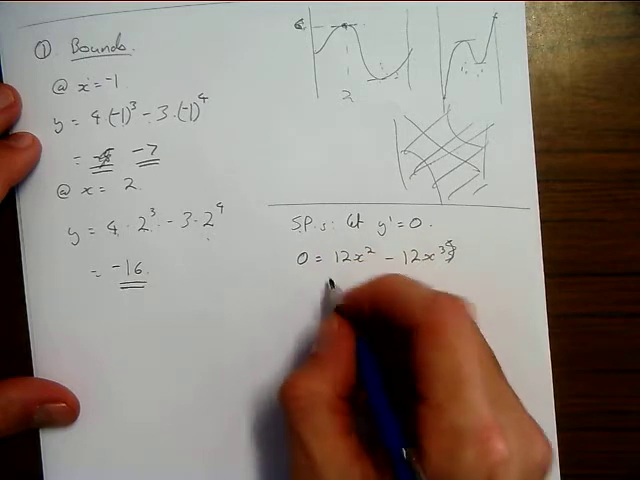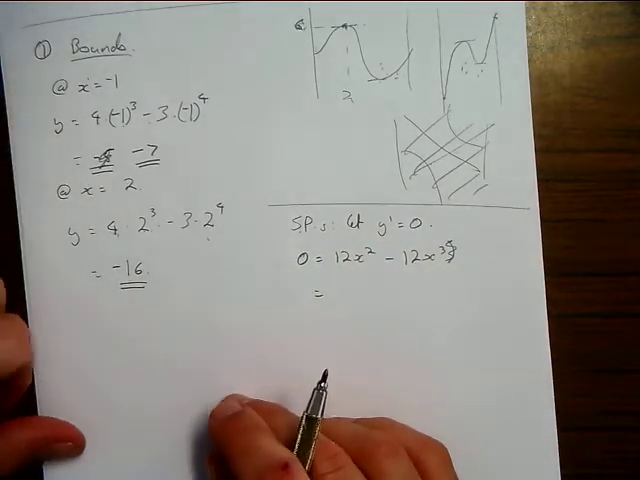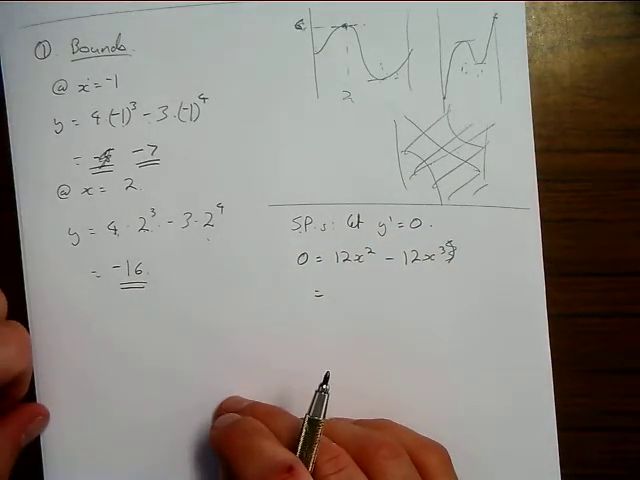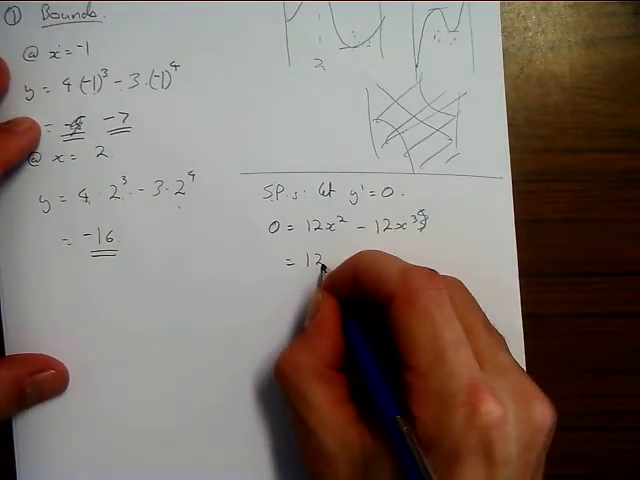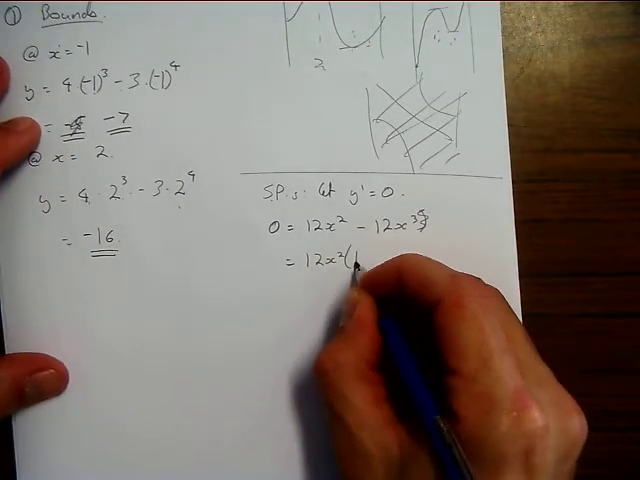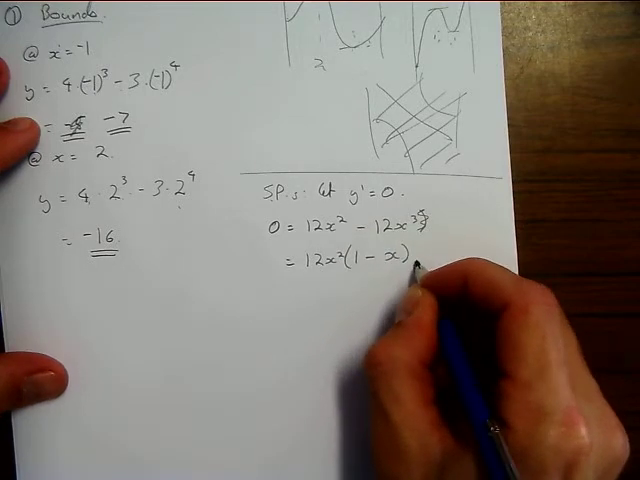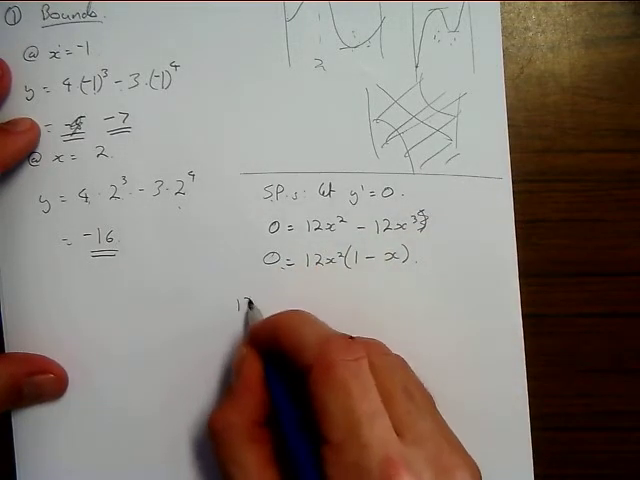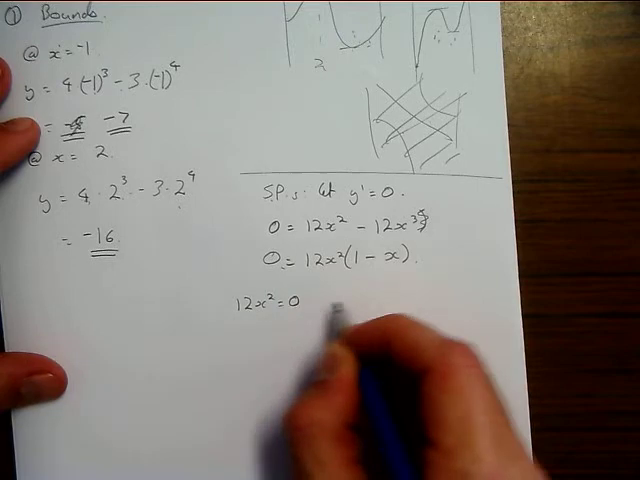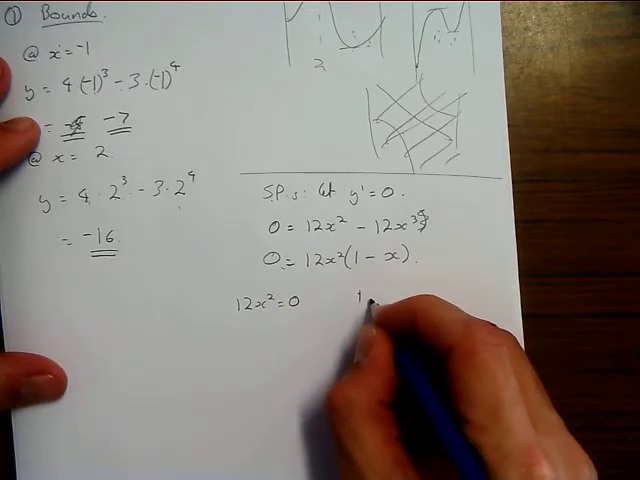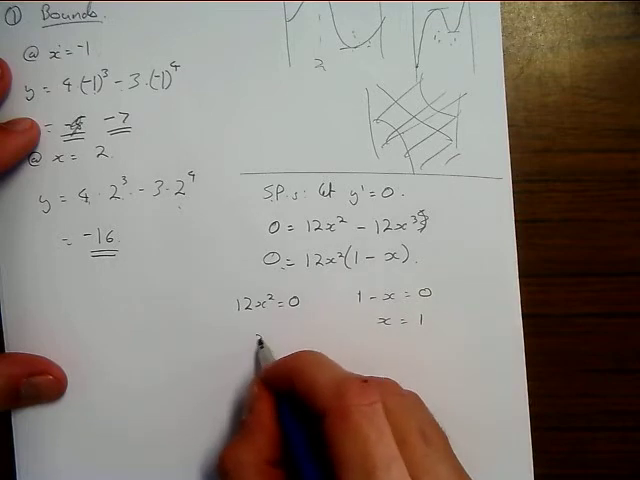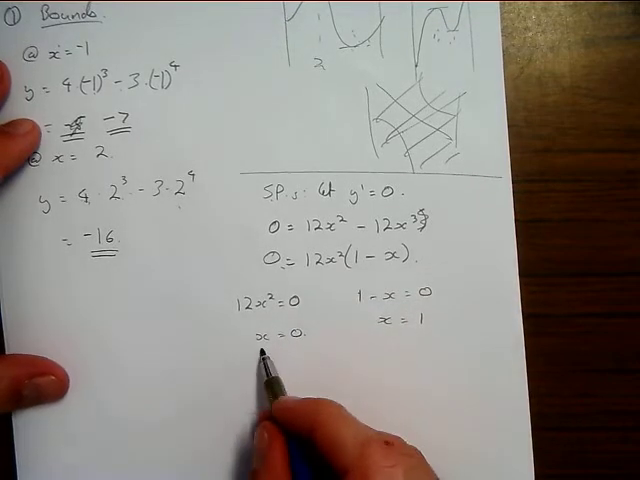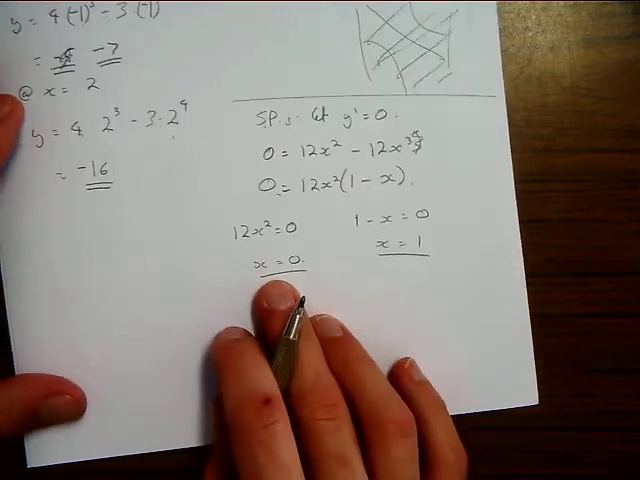So to solve that, what's the easiest way? Factorize it. So I can take out 12x squared, and get 1 take x in the bracket. So I have 12x squared equals 0, and 1 take x equals 0. So I have x is equal to 0, and x is equal to 1. So I have stationary points, those 2 points.